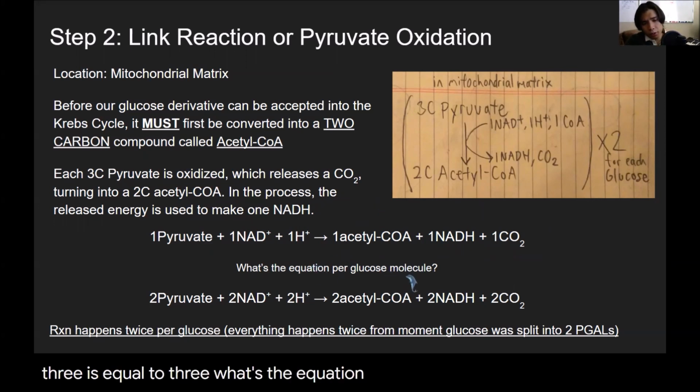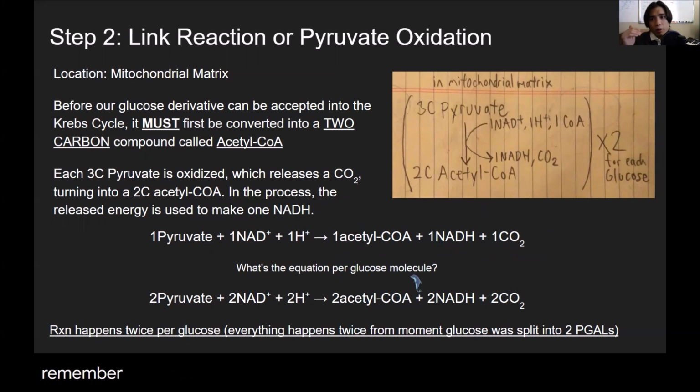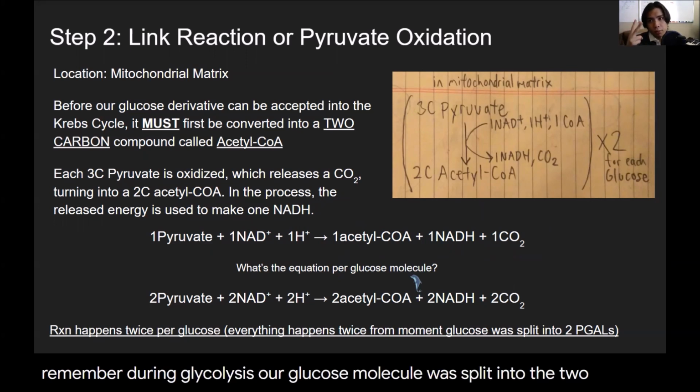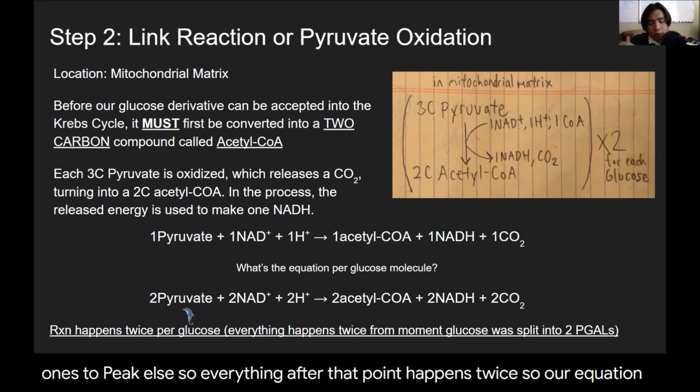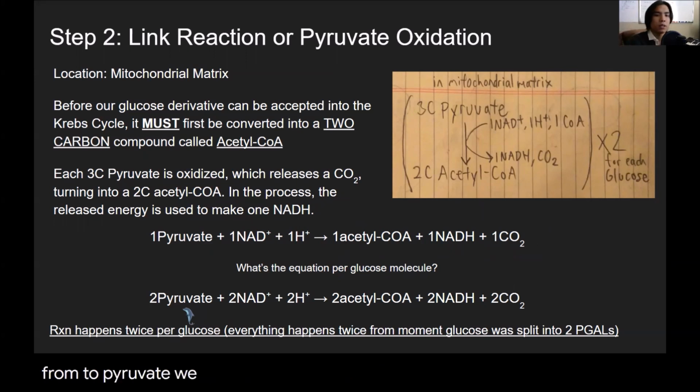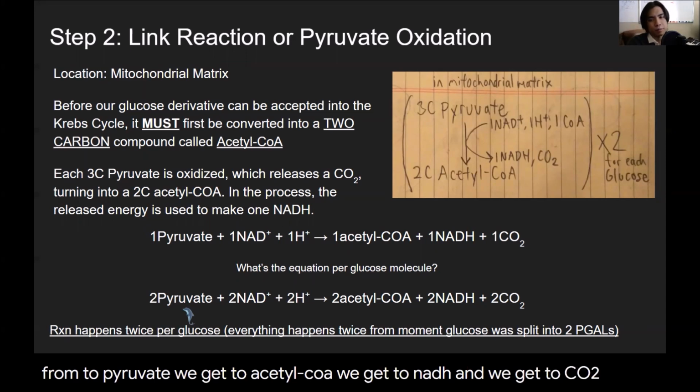What's the equation per glucose molecule? If you remember, during glycolysis, our glucose molecule was split into 2 identical ones, 2 pGals. So everything after that point happens twice. So our equation is: from 2 pyruvate we get 2 acetyl-CoA, 2 NADH, and 2 CO2.